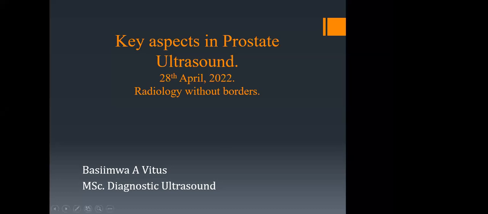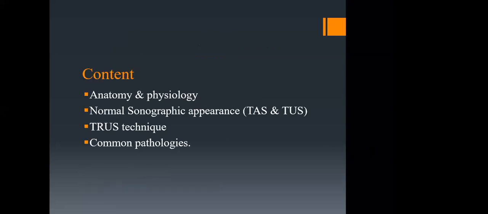So let's take a journey through some of the ways we can help do our screening. For this presentation, I suppose we all have done anatomy and physiology, mostly of the male reproductive system. But basically here we are talking about the prostate and its adjacent or accessory organs. We are going to look through the anatomy and the physiology, then the normal sonographic appearance.